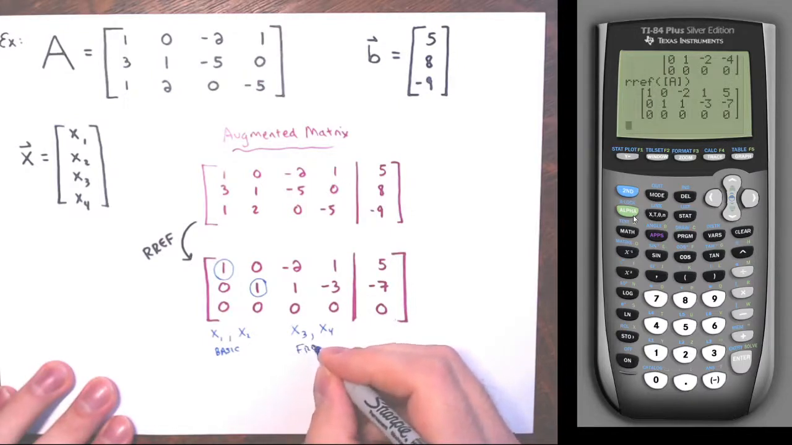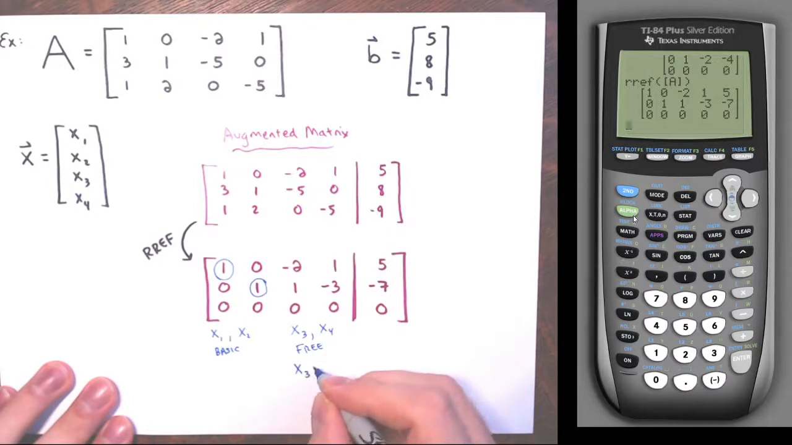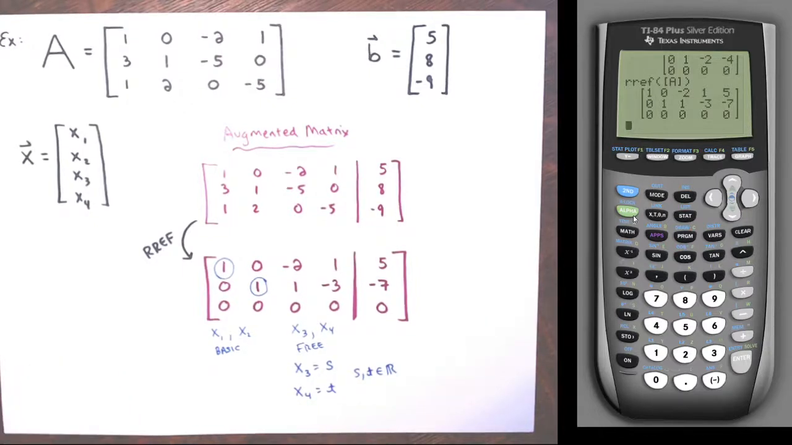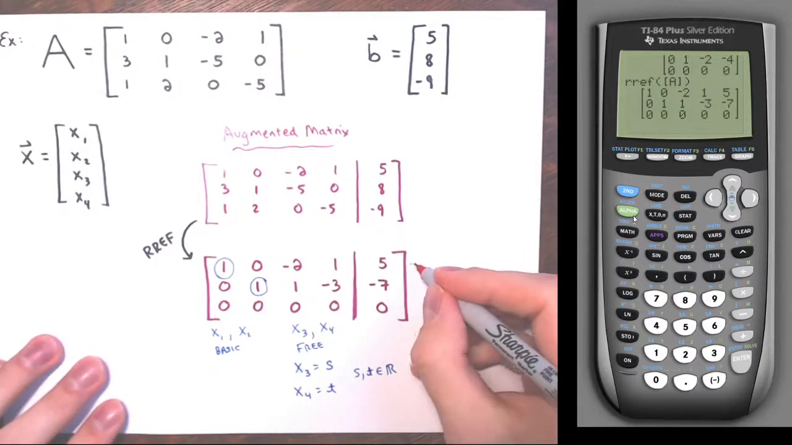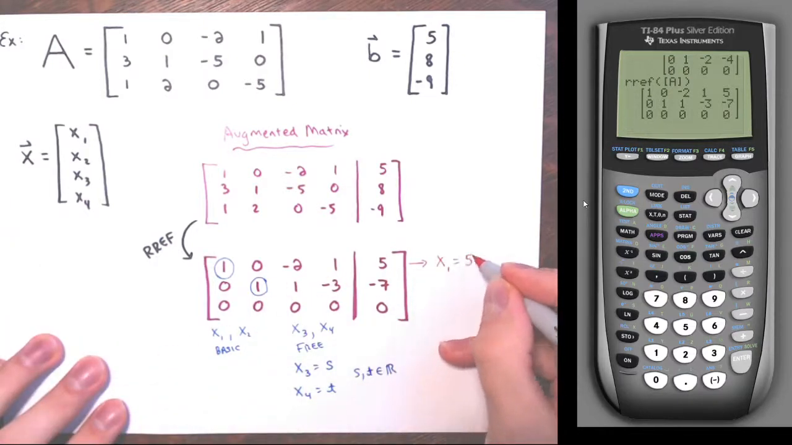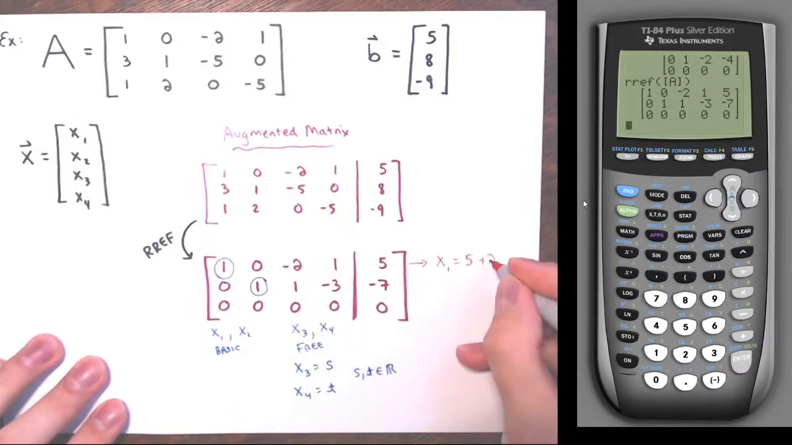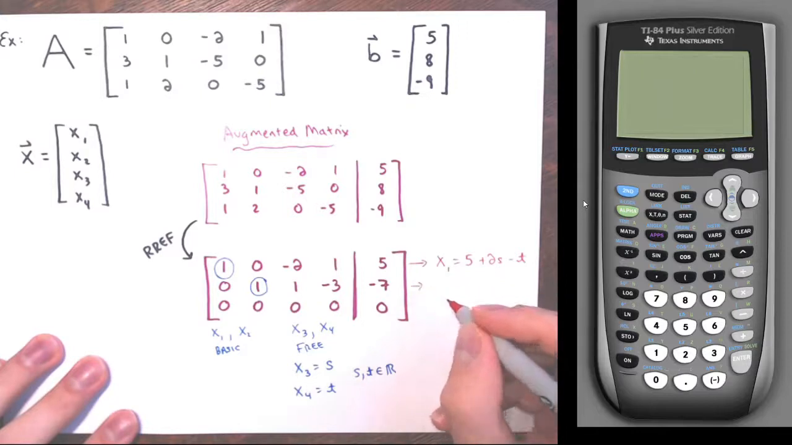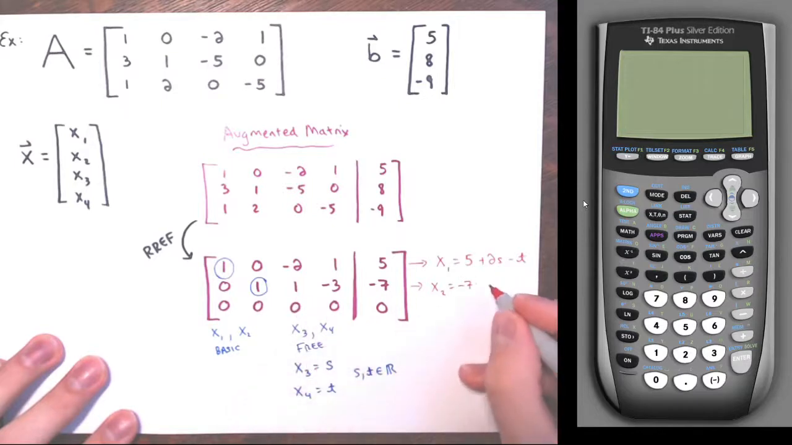These are free. And as I like to do, I'll call x3 s, and I'll call x4 t, where s and t are any real number I want. Just replace them with some parameter. Then from the first equation, x1 would be equal to 5 plus 2x3 minus x4, so 5 plus 2s minus t. And from the second equation, x2 would be equal to negative 7 minus s plus 3t.